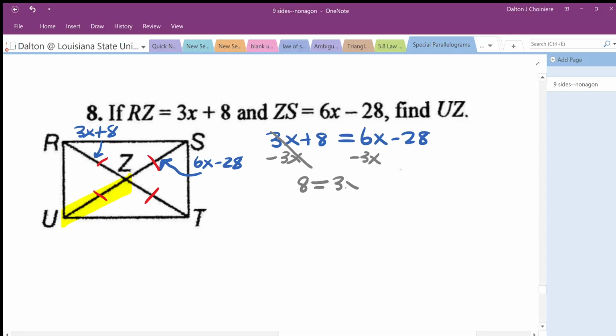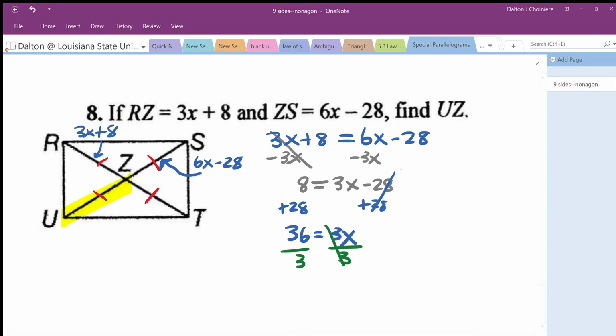6x minus 3x is 3x minus 28. And then if I want to get x alone, I'm going to add 28 to both sides. And what is 8 plus 28? So then I get 36 equals 3x. And then if I want to get x alone, I divide both sides by 3.